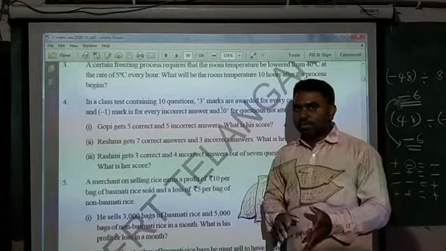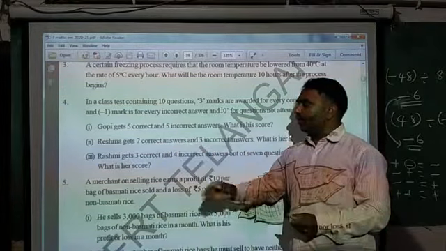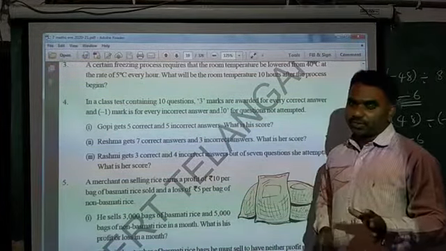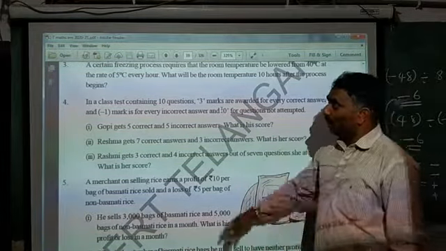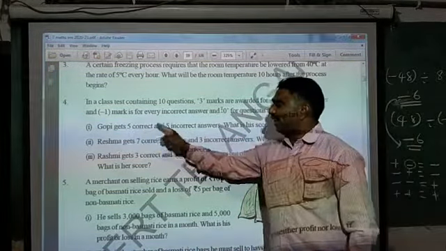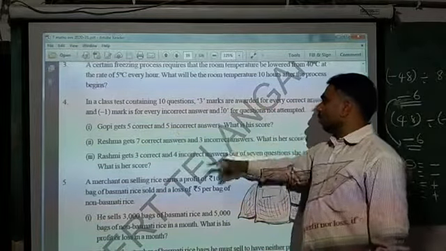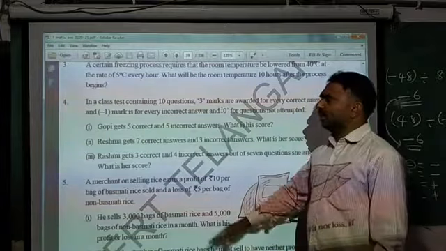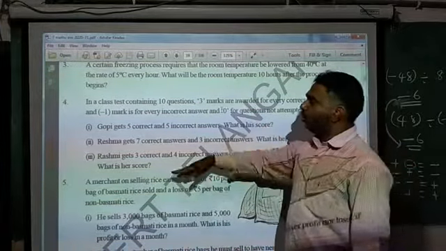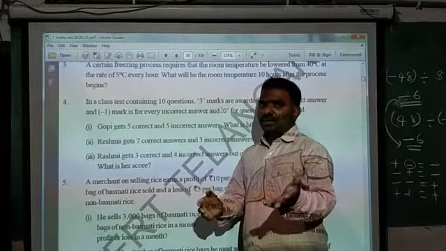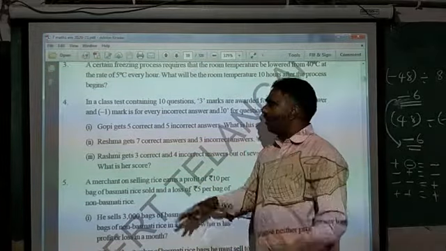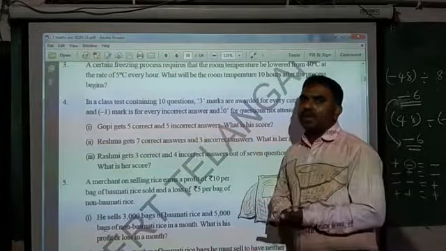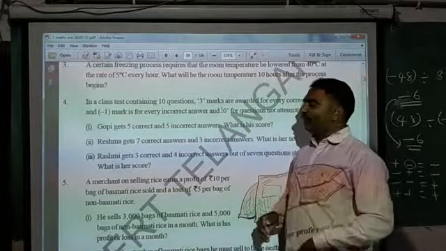According to the process of the exam, there are 3 questions here, and we are going to answer them. What is the first question? Gopi gets 5 correct and 5 incorrect. What is his score? Simple, you can find the answer very easily. For a correct answer, you know how many marks, and for a wrong answer, how many marks you get. But I will write it in a process. You will wait for the result.